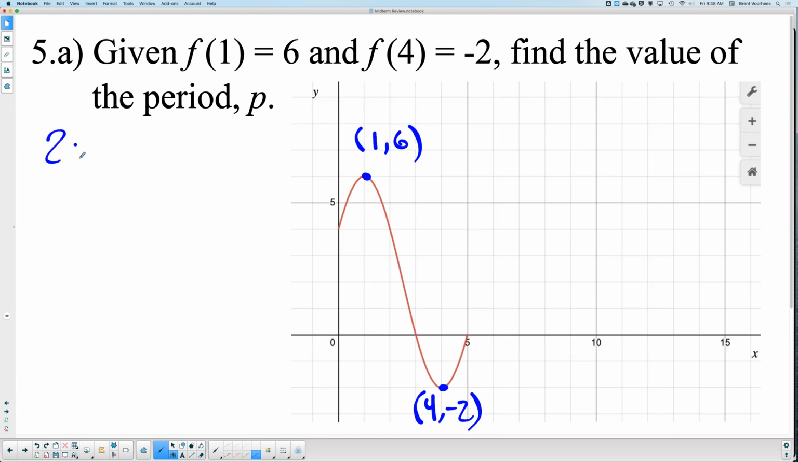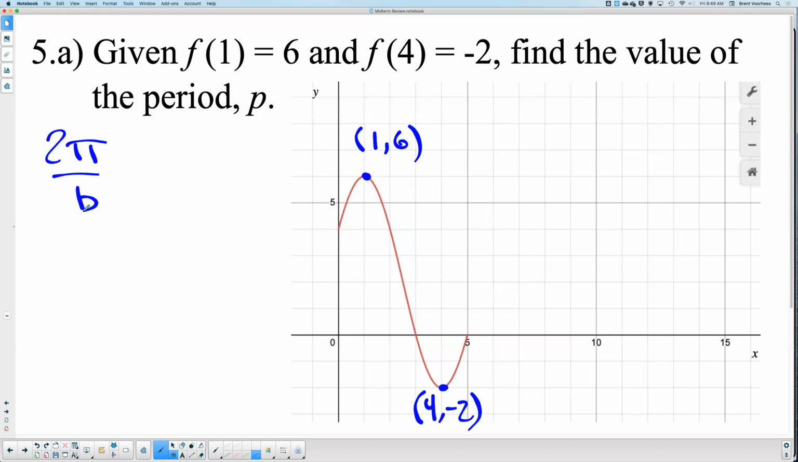2 pi over b. That's going to be our formula for period. Okay, so what's my period? Do I look at x's or y's? You need to look at x's. Okay, so can I use the points they've given me? Technically I can, but it's not the way we'd like to use them.